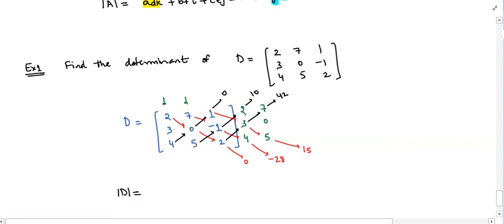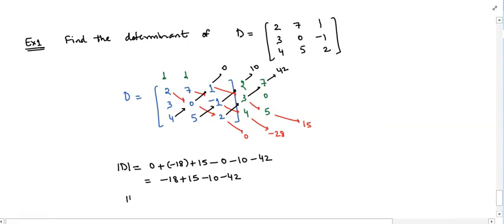So the determinant of D will be the elements in the downward direction added: 0 plus minus 28 plus 15, minus those which are going upward, which will be subtracted: minus 0, minus 10, minus 42. So when you simplify, minus 28 plus 15 minus 10 minus 42, you will get a negative number. Yes, it is possible to get the determinant as a negative number. So we will get minus 55. This is how we find the determinant of a 3 by 3 matrix.